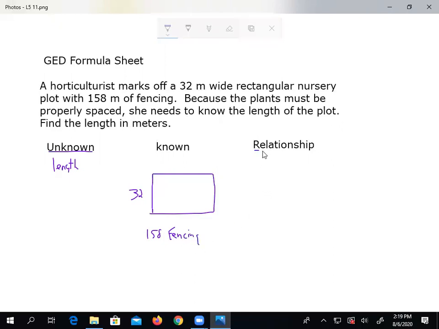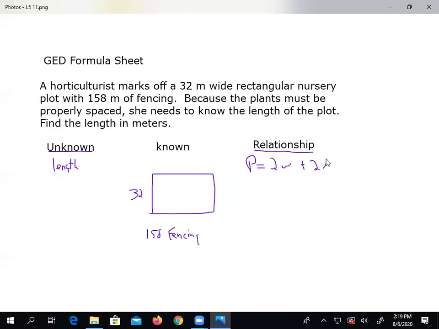And then the relationship: how does all this go together? What I'm picking up on is I have a rectangle to start with, and the fencing is going around the edges. If you're going around the edges, we're talking about the perimeter of a rectangle. So the relationship is the perimeter. The perimeter is determined by going all the way around, so we have to have 2 widths, and we also have to add to that 2 lengths.